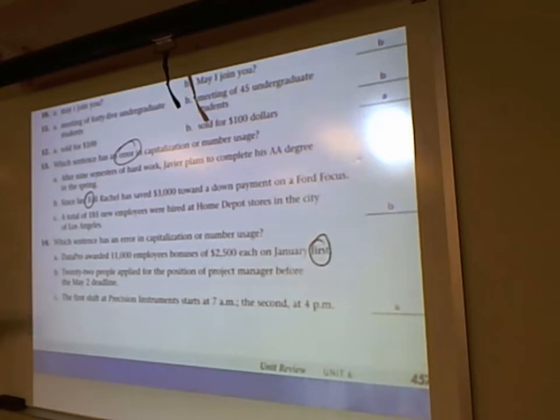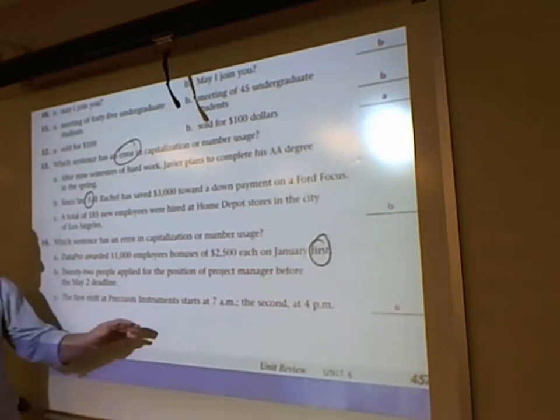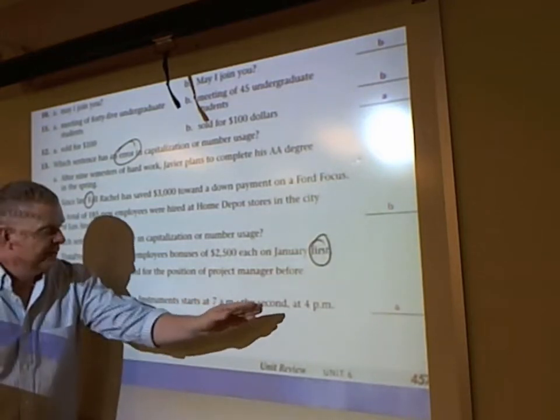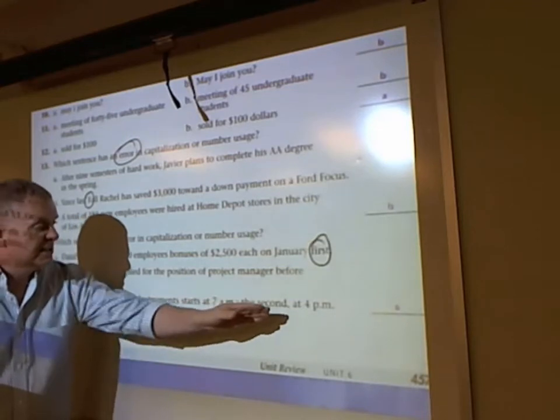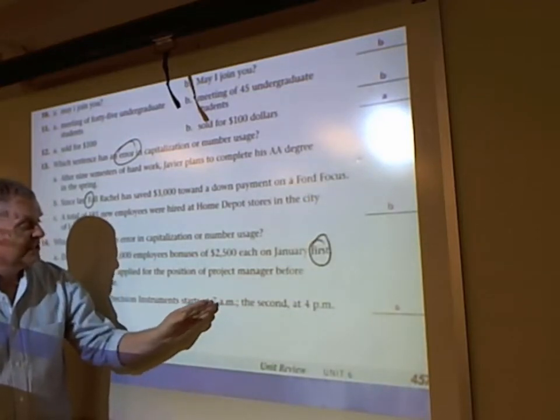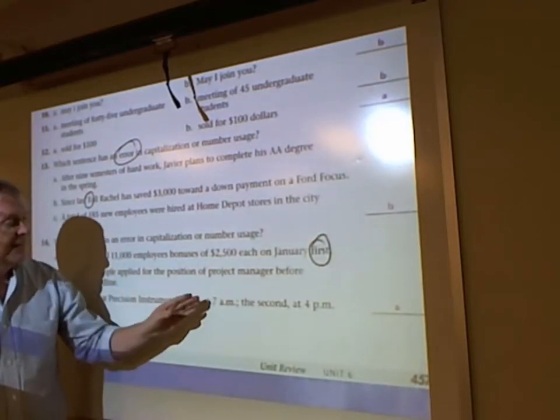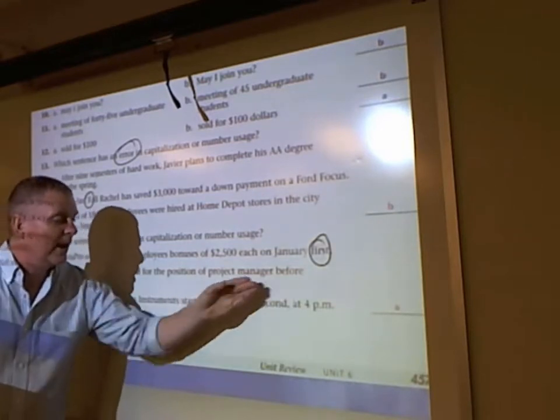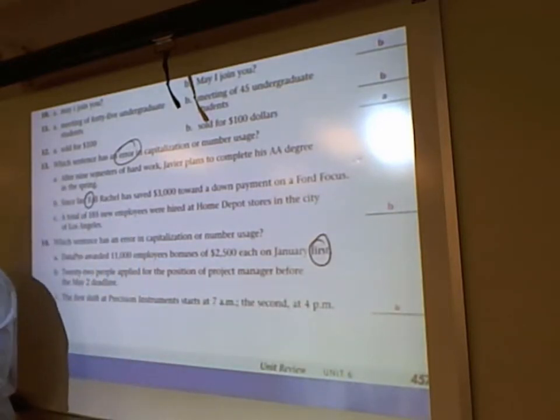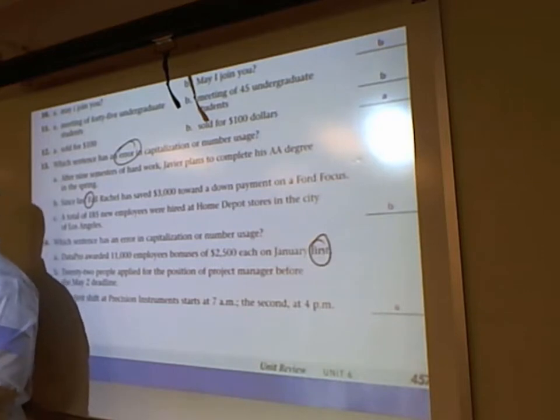The first shift at Precision Instruments, name of the company is capitalized, starts at 7 a.m., the second at 4 p.m. Those are consistent with the a.m. and p.m., lowercase, a period, m period, and then the numbers are figures before a.m. and p.m. If we use the word o'clock, then you would spell it out. Okay, so therefore the incorrect one is letter A.